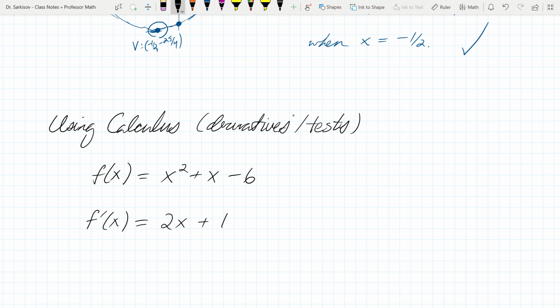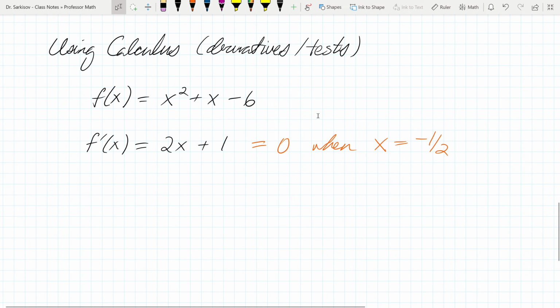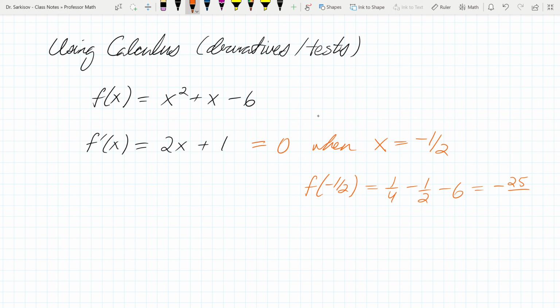Okay, so let's figure out where it is equal to 0. It's equal to 0 when x is negative 1/2. Oh, okay, cool. So we already have x is negative 1/2, and now is it a minimum or maximum, right? So that's f of negative 1/2. We plug it in, and we should get negative 25/4, but let's see. Negative 1/2 squared is 1/4, minus 1/2, minus 6, it's negative 1/4 minus 6, and that's equal to negative 25/4, okay?